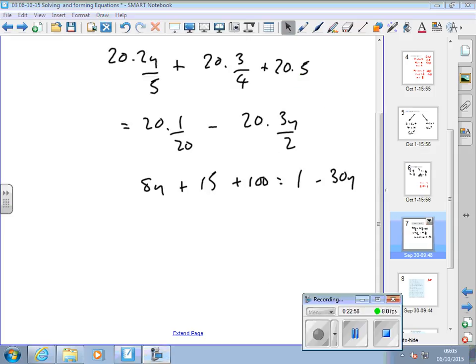Now I use the idea in algebra of collecting like terms. I can collect all the things that are the same together, all the y's together, all the numbers together. 15 plus 100 is 115. So I can say that 8y plus 115 equals 1 minus 30y.